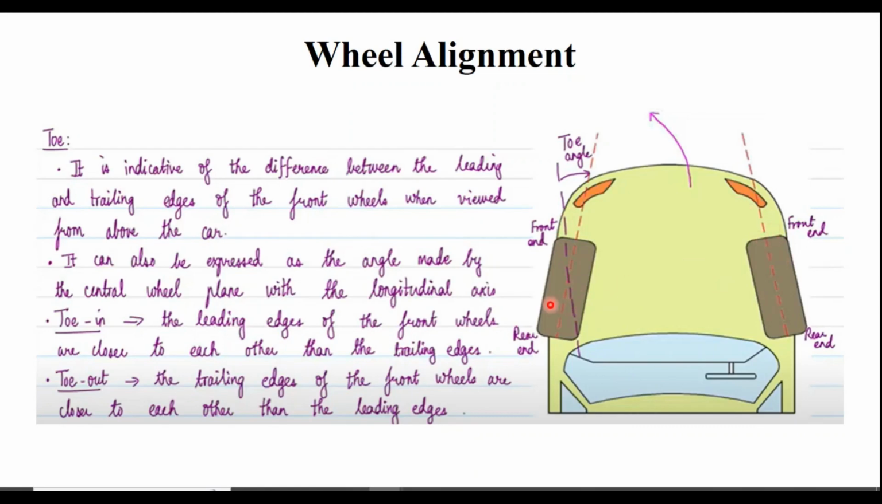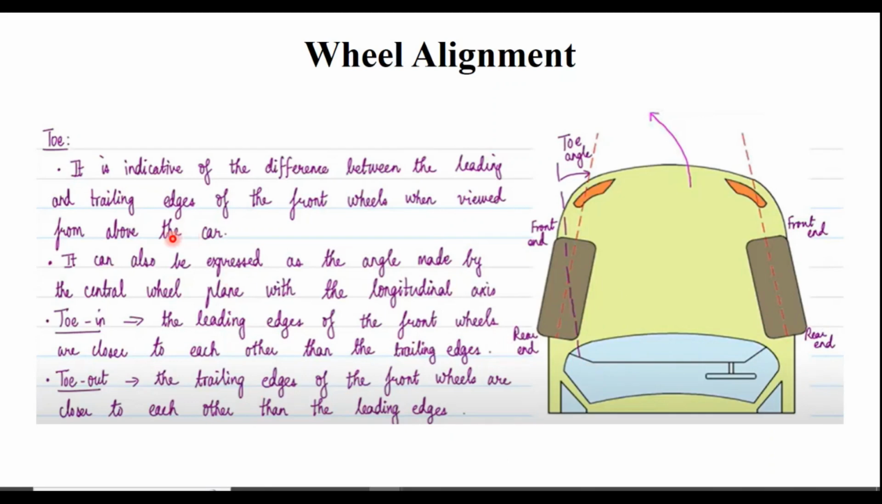You're considering only one wheel, meaning the two wheels of the front side. Okay, and this is the front end of the front wheel, and this is the rear end of the front wheel. Okay, now you see here.